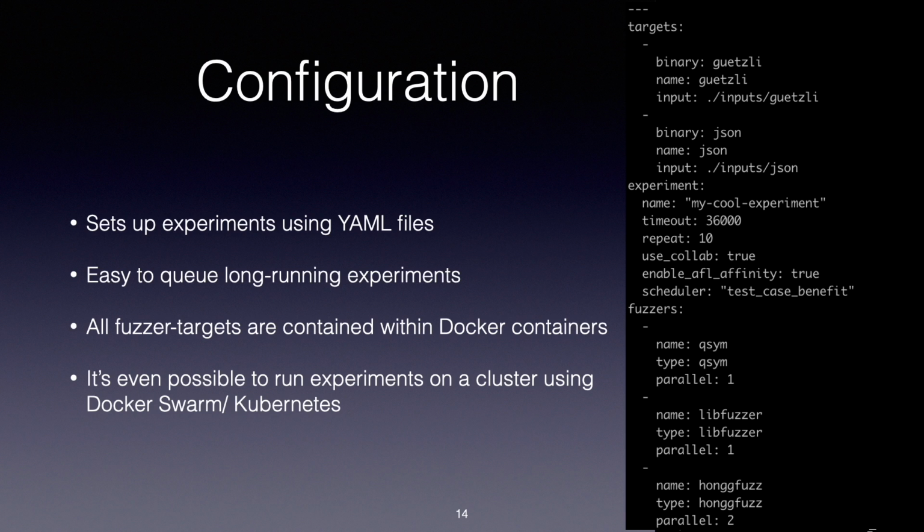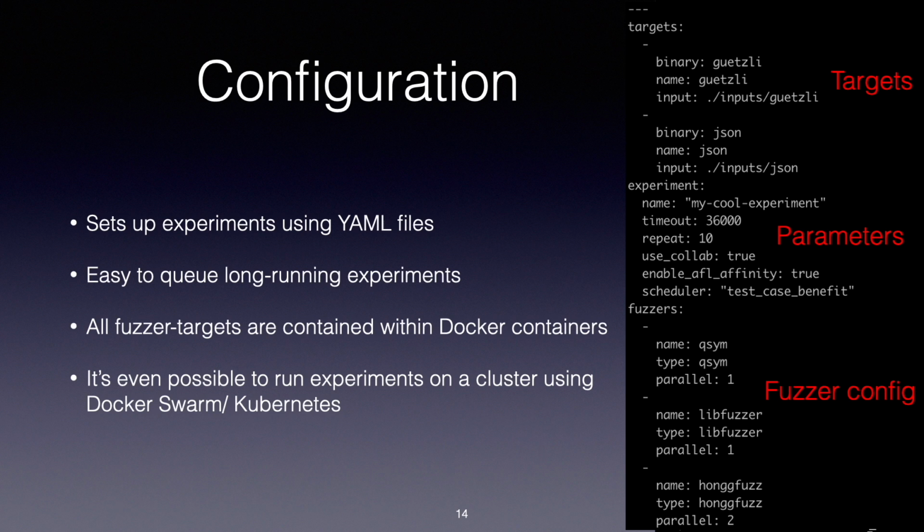I already mentioned that repeatability of experiments is one of the nice features of this framework. What we can do is set up a fuzzing campaign with these nice YAML files, as you can see here. Basically you specify the targets you want to run. Here we have two different binaries that we want to target in our experiment. You set some parameters of the experiment, for example the timeout, how many times to repeat the experiment, and which scheduler to use. And then finally you specify which configuration of fuzzers you want to use. In this instance, we have one instance of QSYM, one instance of libFuzzer, and two instances of Honggfuzz, all working together in a collaborative setting.